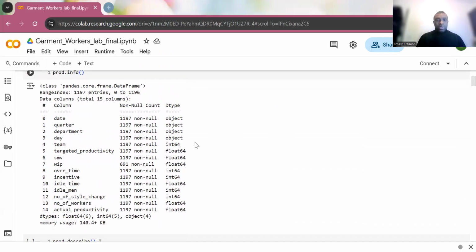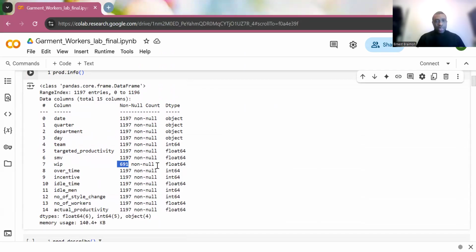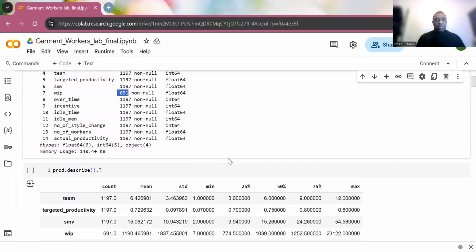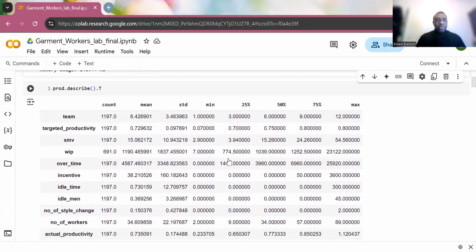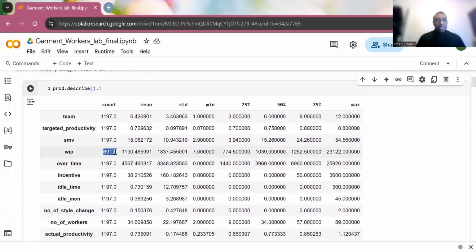What I found out was that this one is 691, where every other one was 1,197, which means some data inputs are missing here. Check this out, it's still here again, ARP.